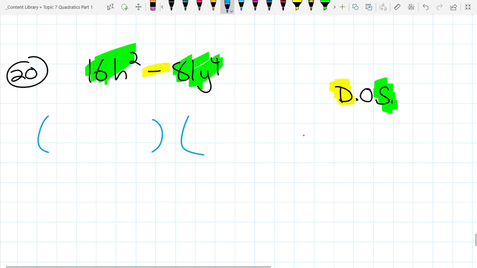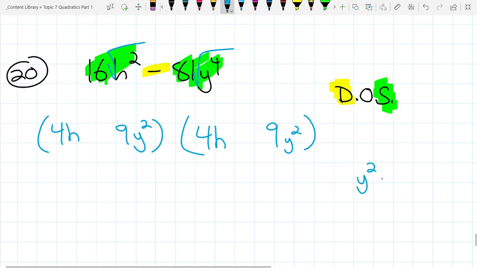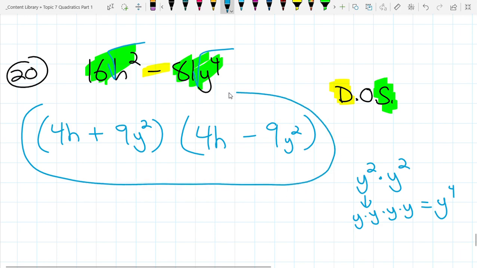So the square root of 16h squared: the square root of 16 is 4, the square root of h squared is h. The square root of 81 is 9. And the square root of y to the 4th is y to the 2nd, because if you do y to the 2nd times y to the 2nd, that's really y times y times y times y, which gives you the 4 y's we were looking for. You make 1 a plus, you make 1 a minus, and that is your final answer.